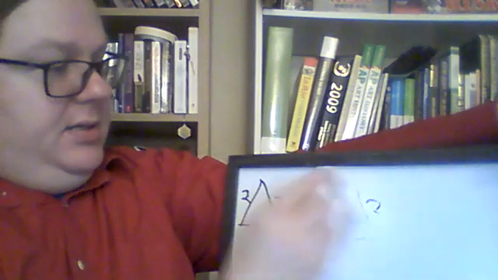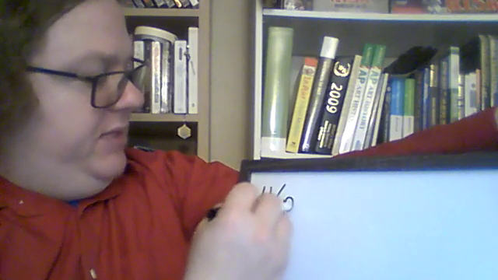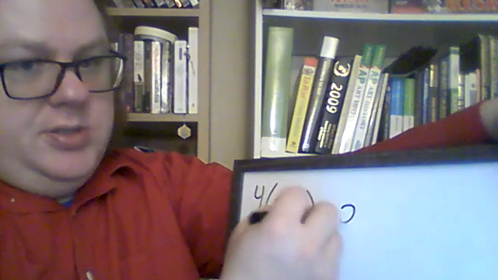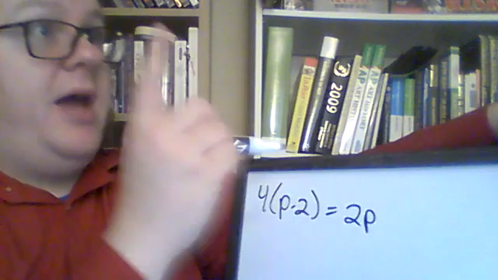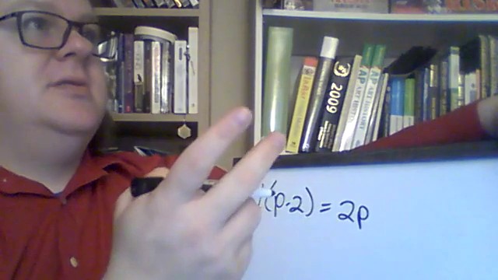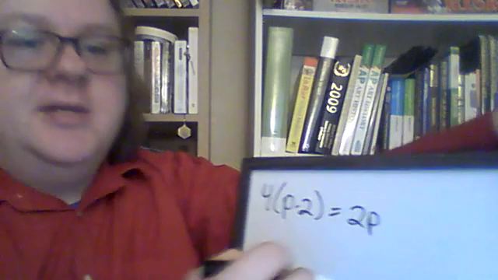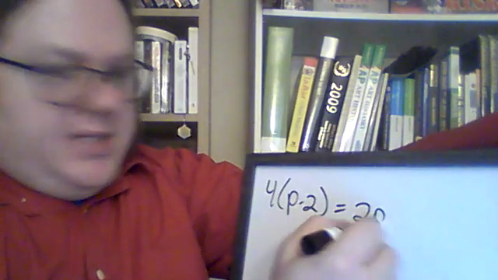Except in the equation they give us, it's 4p minus 2 equals 2p, or not 2p. That is the question. Whether 'tis nobler in the mind to suffer the slings and arrows. Never mind. 2p plus 16.